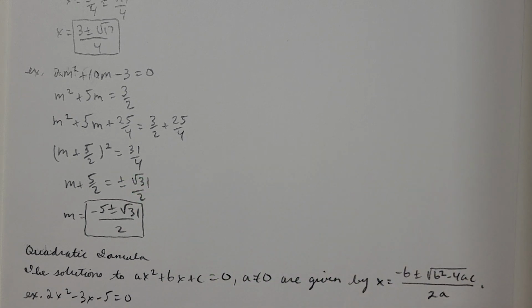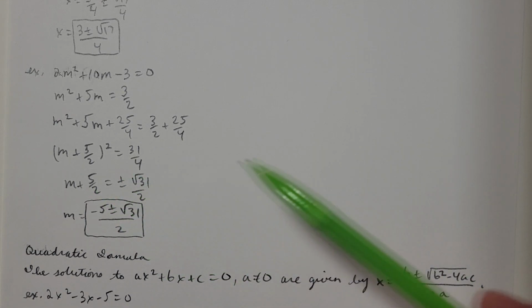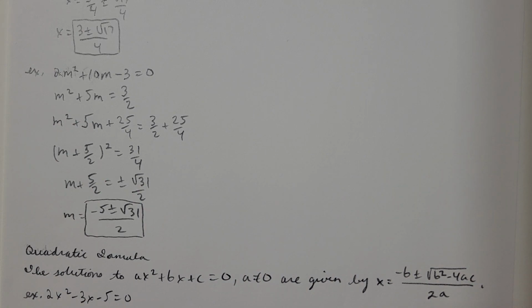And now take the square root of both sides. So m plus 5 halves would be equal to plus or minus the square root of 31 over 4. The square root of 4 is 2, right? So then if I subtract 5 halves from both sides, m would be negative 5 halves plus or minus the square root of 31 halves. And if I get a single fraction out of that, m is equal to negative 5 plus or minus root 31 all over 2. Okay?